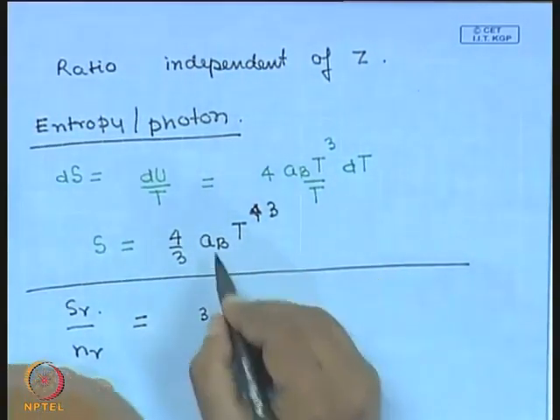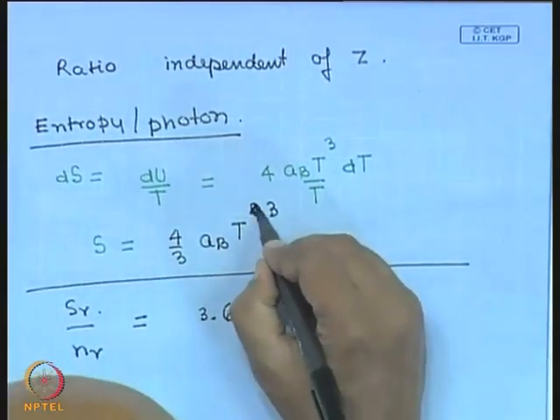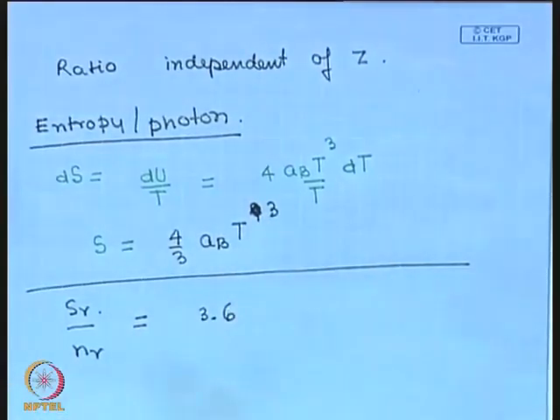We have already learned what A_B is, so you can calculate this ratio. It doesn't change with redshift. It's a constant for the blackbody spectrum, and it has a value 3.6. The temperature dependence cancels out. So the entropy per photon has a value 3.6.